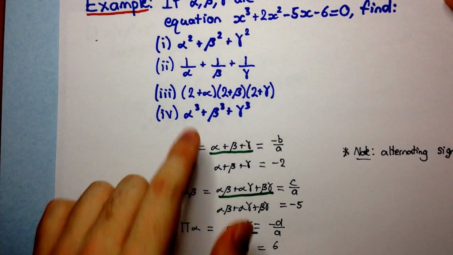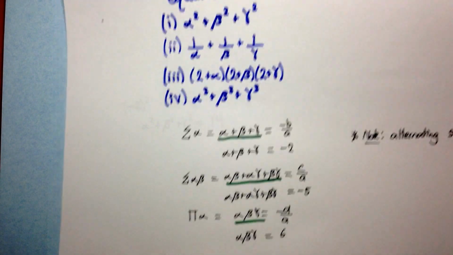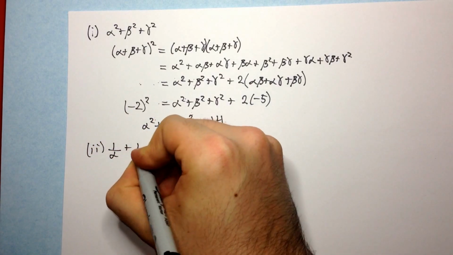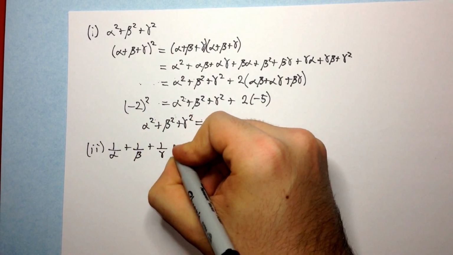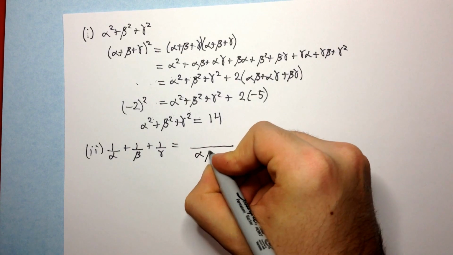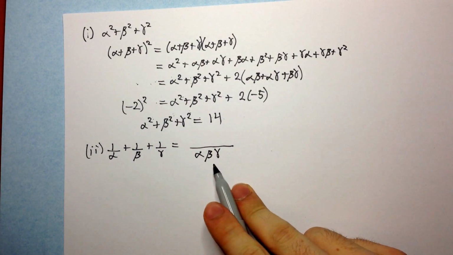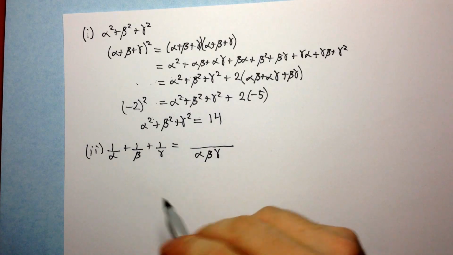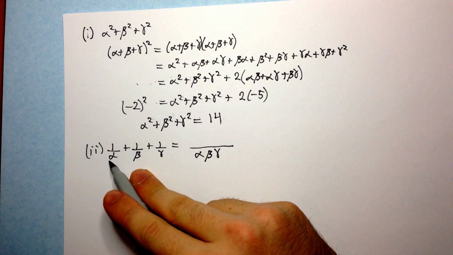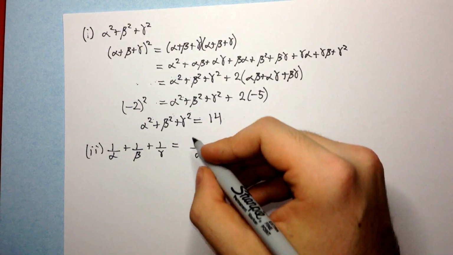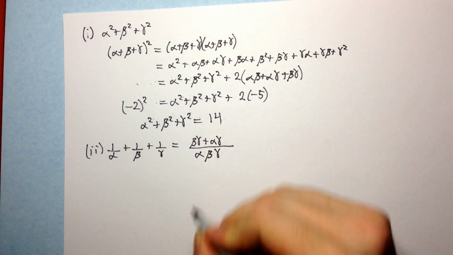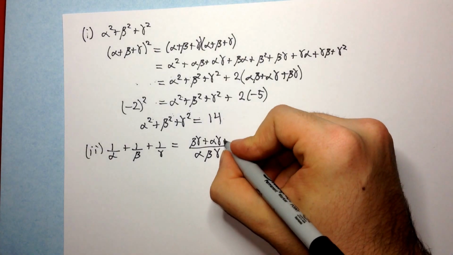Okay, the second one, 1 on alpha plus 1 on beta plus 1 on gamma. Alright. If we make a common denominator here, we can get alpha beta gamma on the denominator. And as the numerator, well, to get alpha beta gamma as the denominator of the first fraction, we have to multiply top and bottom by beta gamma. For the second one we need to multiply by alpha gamma, and for the third one we need to multiply by alpha beta.